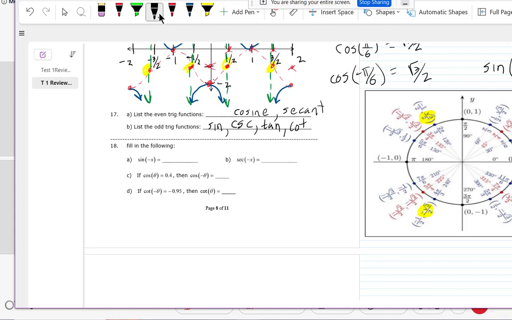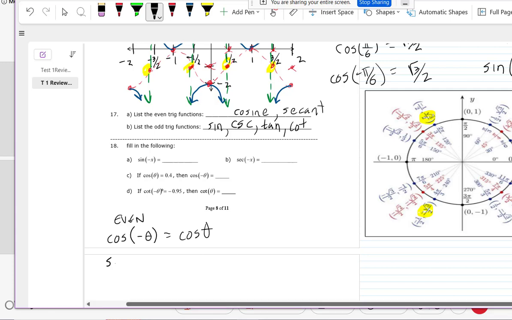But what you have to do is understand what an even and odd function is. Then you can build these identities. On your even functions, the identity goes like this: if you have the cosine of negative theta, then you'll end up getting the same thing as the cosine of theta. And the other even function is the secant.